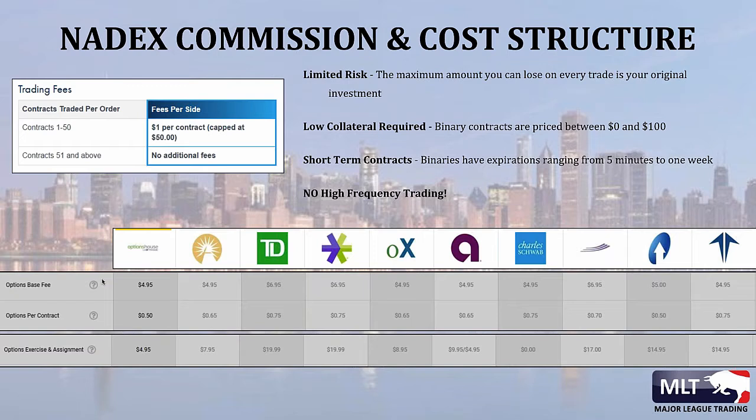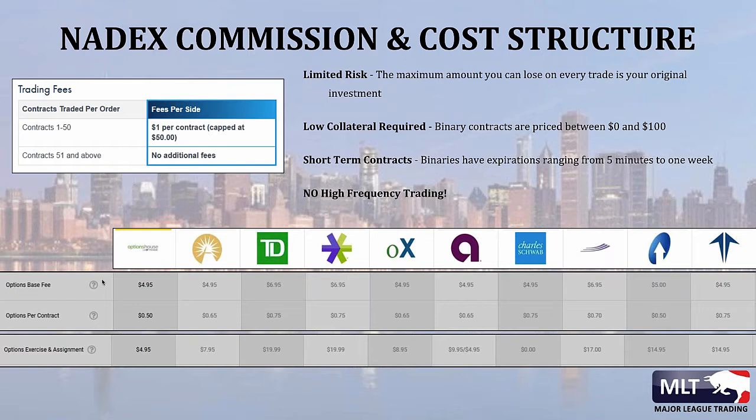Nadex, there's no ticket charge. There is a per contract charge of $1 a piece, and that is capped at $50. So if you're trading more than 50 contracts, if you're a bigger trader, you actually have the advantage of not having to pay commissions past your first 50 contracts. There's no additional fees, and that is for getting into the move as well as getting out of the move.